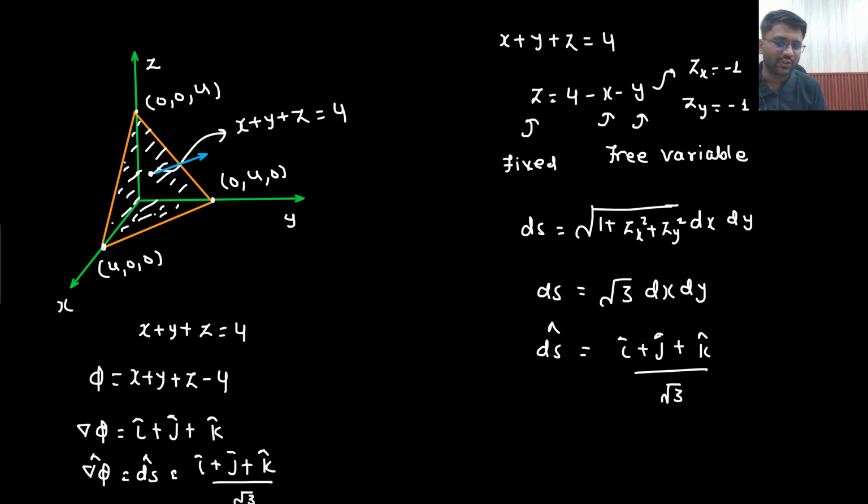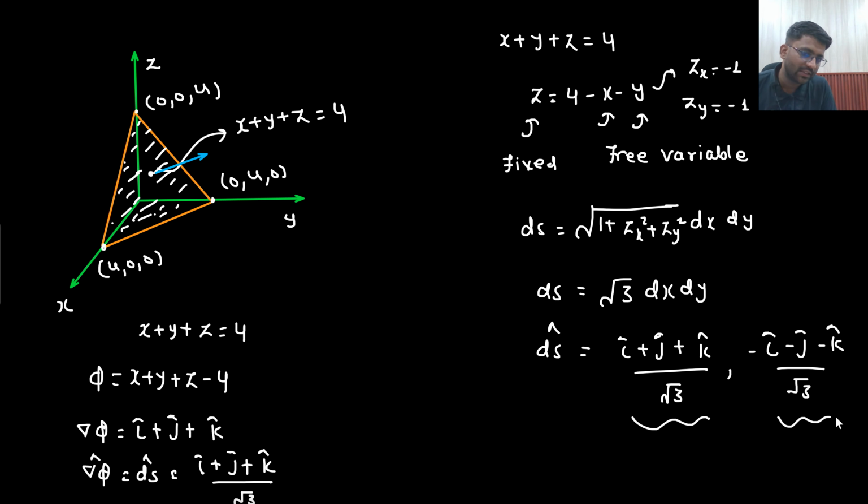Are you able to understand this point? If this is one of the possible answers, then this will also be one of the possible answers. I told you that if someone takes phi as x plus y plus z minus 4, another person can take it as 4 minus x minus y minus z. So two answers are possible. Which answer will you accept?